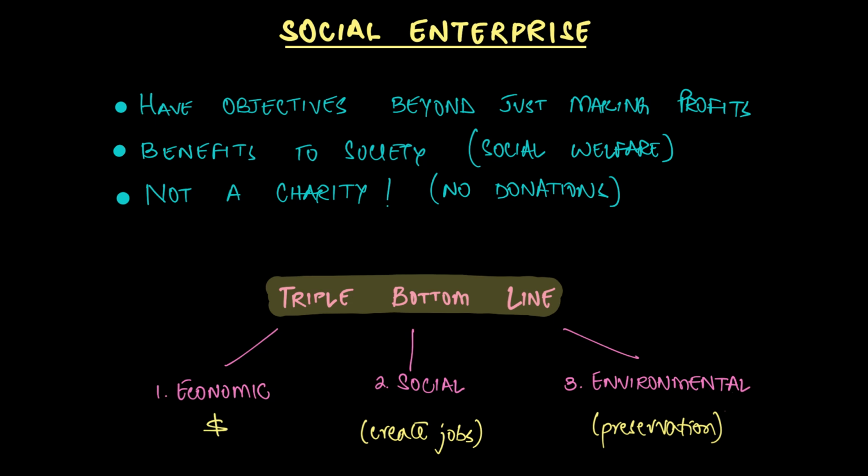So just remember that it works in this particular sequence. You first got to make a profit out of your business. Once the profit is made, then you use it to provide social benefits as well as making sure that you are preserving the environment.